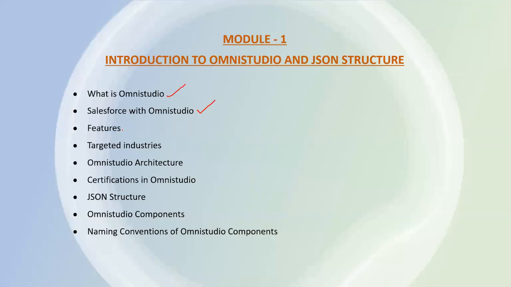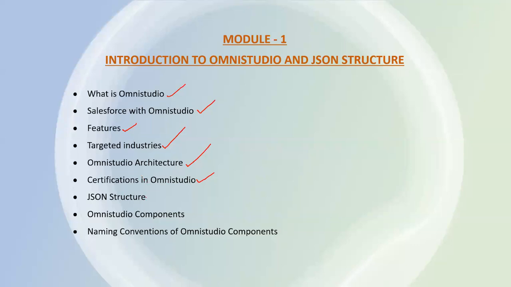And the features available in OmniStudio. Targeted industries: almost every industry uses Salesforce, but we will be looking at what the targeted industries are. We will try to understand the OmniStudio architecture, the backend architecture, and how it is divided into different layers. For example, there is an experience layer, so those kinds of layers we will be discussing here. And certifications in OmniStudio, I will be guiding you on what the certifications are. I think I'll show it today itself in detail.